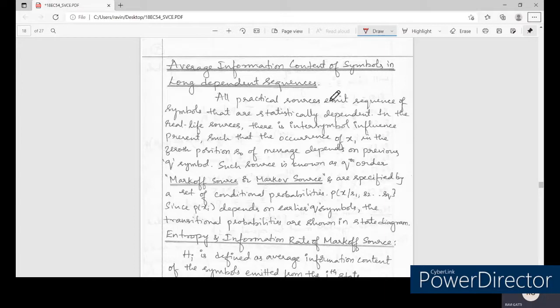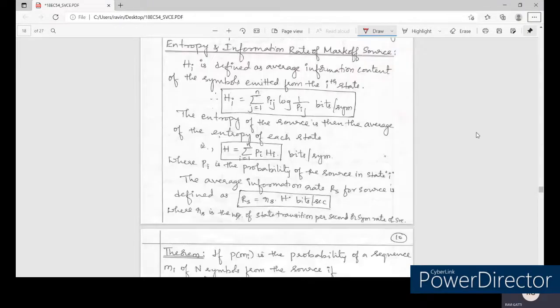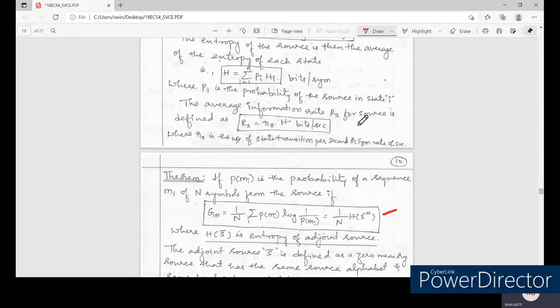In the earlier classes, we were discussing the average information content of symbols in a long independent sequence, and we found that the entropy of each state is calculated based on the emission of symbols at a particular state i, using this expression. Similarly, the entropy of the source is calculated as the summation of Pi into Hi, where Pi is the probability of the source being in that state, and we can calculate the average information rate, given as capital Rs equal to small rs into H of S.